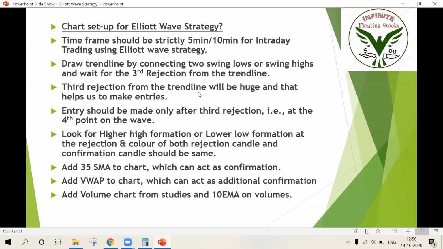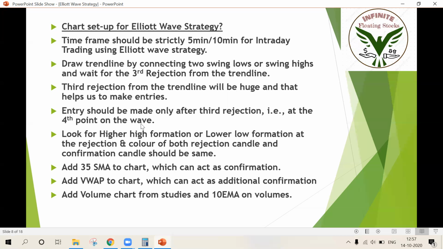The third rejection from the trend line will be huge, and that will help us to make entries. I already revealed this point. I already explained in the last slide that we'll be making a buy or sell position at the third rejection. So when I speak about Elliott wave, this point should immediately come to the top of your mind: you should be making a buy or sell position at the third rejection. And the entry should be made only after the third rejection, at the fourth wave point.